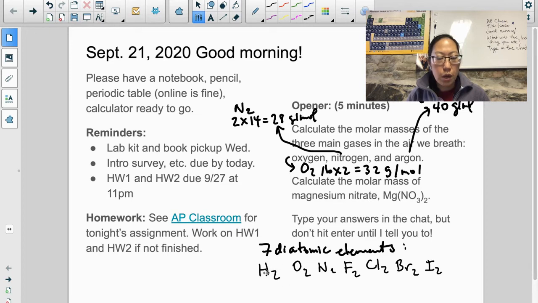So hydrogen molecules look like this. All of these look like that. But if we make compounds with them, they don't necessarily have to be H2 or O2, right? It is only when they're elements that they're diatomic.